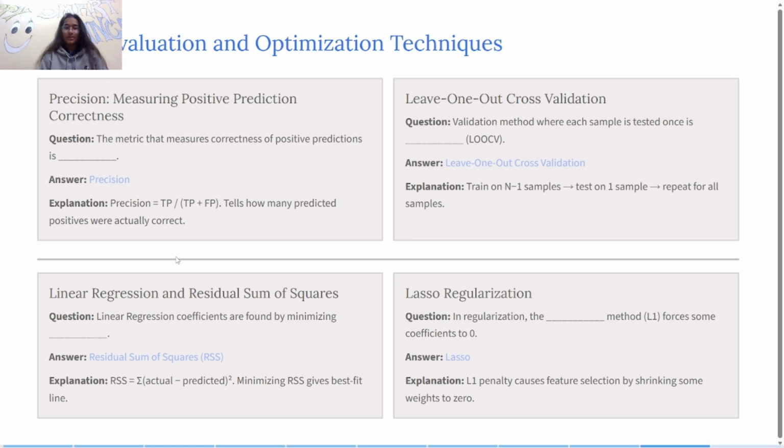Now the last question of this question paper. In regularization, which method, L1, forces some coefficients to 0? So L1 regularization penalizes coefficients in such a way that some become exactly 0, so it performs feature selection. That method is called lasso. Lasso regression.